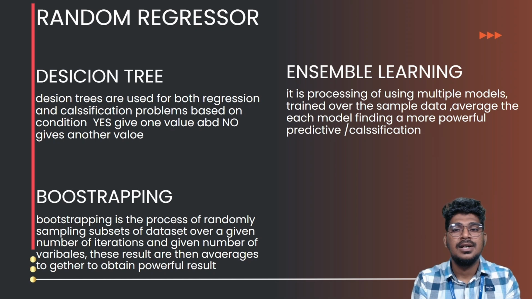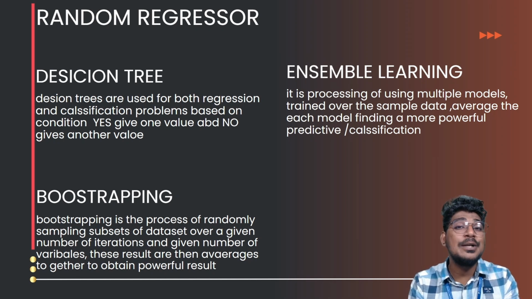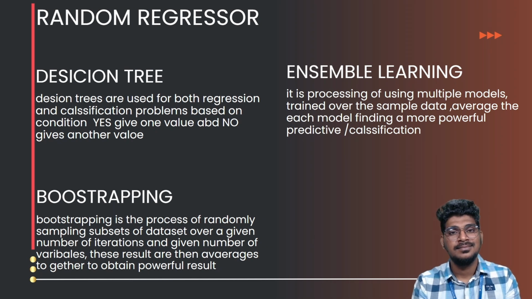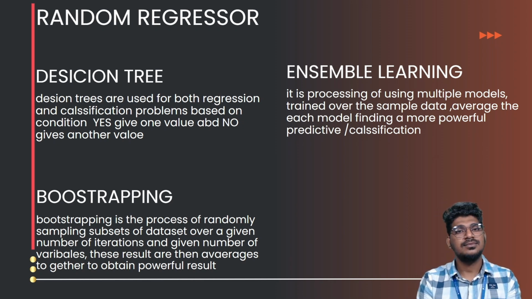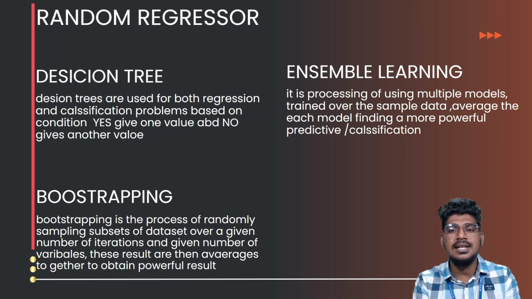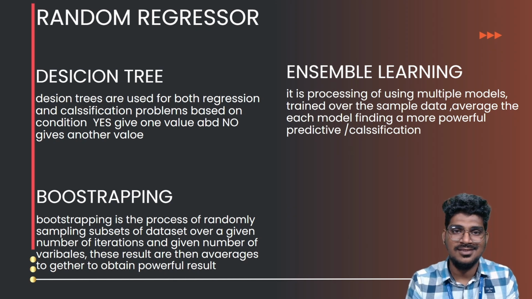What is ensemble learning here? It is the process of using multiple models to train over the sample data. That is ensemble learning. That's why we are going to call that particular algorithm from the ensemble module. That ensemble module will give this particular random regression function. So what is exactly ensemble learning? It is the process of using multiple models to train over the sample data. After that, each and every decision tree gives one particular output. To that output we apply the average calculation. By taking the average of each model's prediction, we find a more powerful predictive and also classification result. That is ensemble learning.